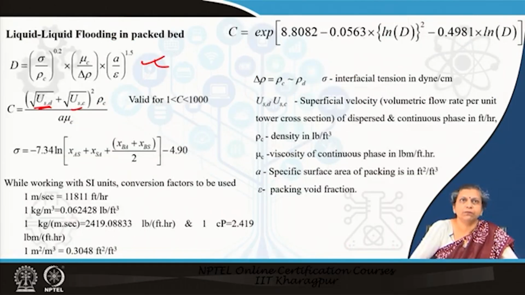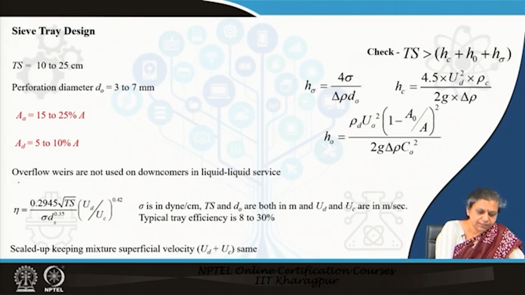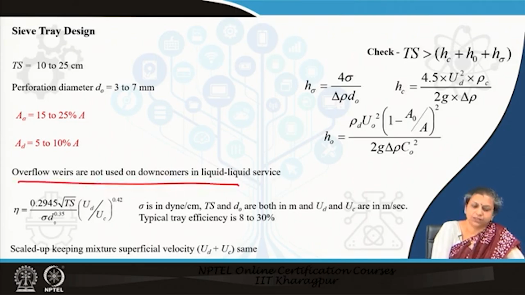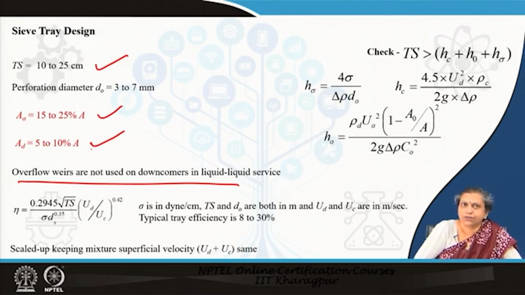You also need to remember that for the sieve trays, normally we do not use any weir here. This is different from vapor-liquid contactors. The tray spacing, the active area and the downcomer area ratios are also different from vapor-liquid contacting devices. These are the few things that you need to remember, and in any case, if you need any further clarification, you can get back to us. We are going to clarify the doubts.